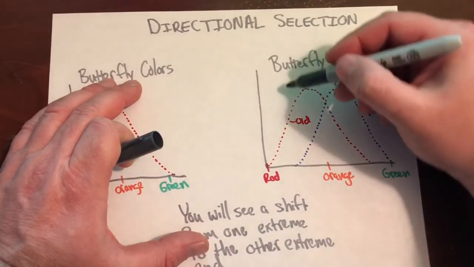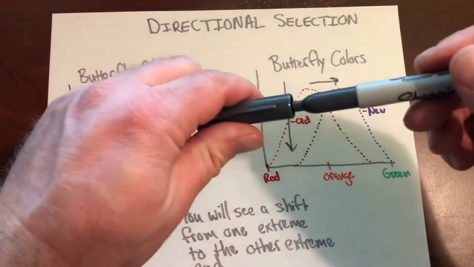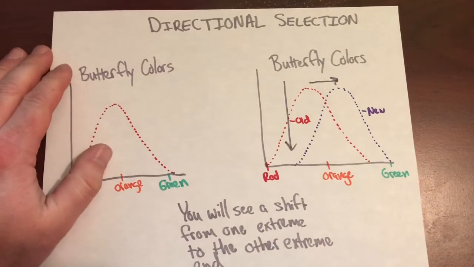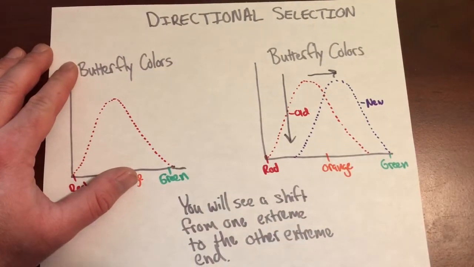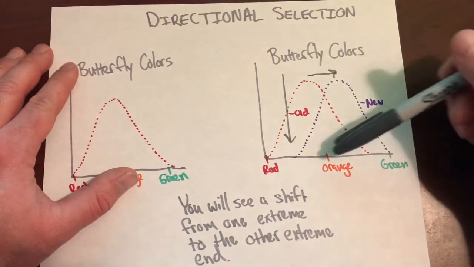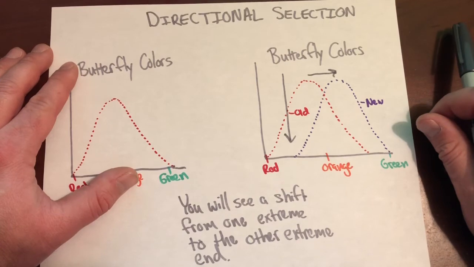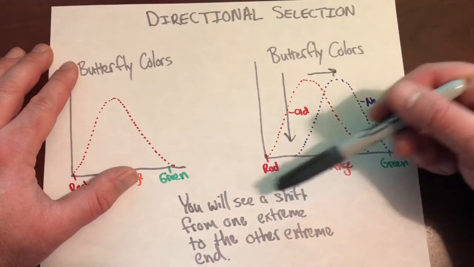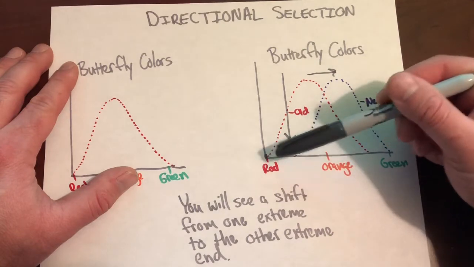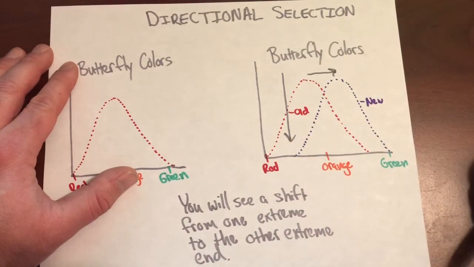So this tells you that there was some selection pressure here for some reason. Could have been a predator, could have been a disease or something that caused this directional shift with the alleles, okay? So remember, if you die off, you can't reproduce and you can't pass on those traits to the generations, so your numbers will go down. So you will see a shift from one extreme, the red, to the other extreme end, green. And that's a directional selection, guys.